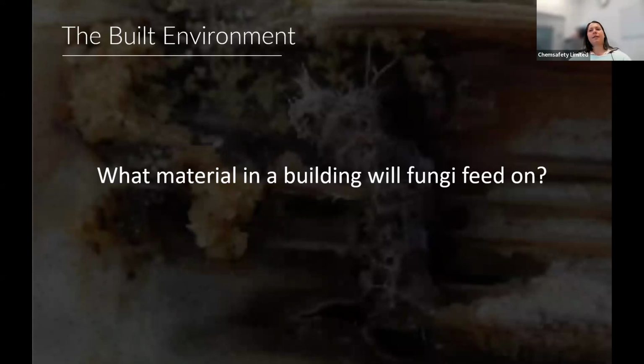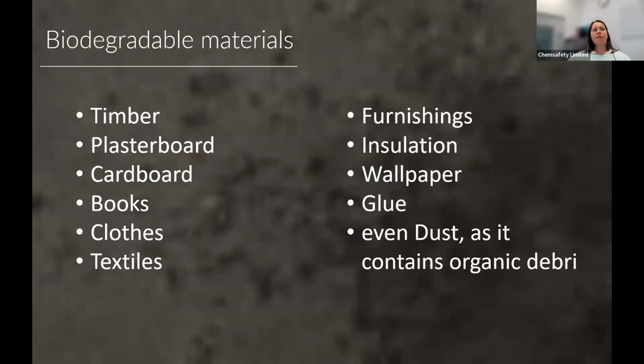All right. So fungi feeds on biodegradable material. In our houses and in our workplaces, biodegradable material includes wood or timber, plasterboard, cardboard, books, clothes, textiles, furnishings, carpets, insulation, wallpaper, glue, and even inside dust if there's enough organic debris.